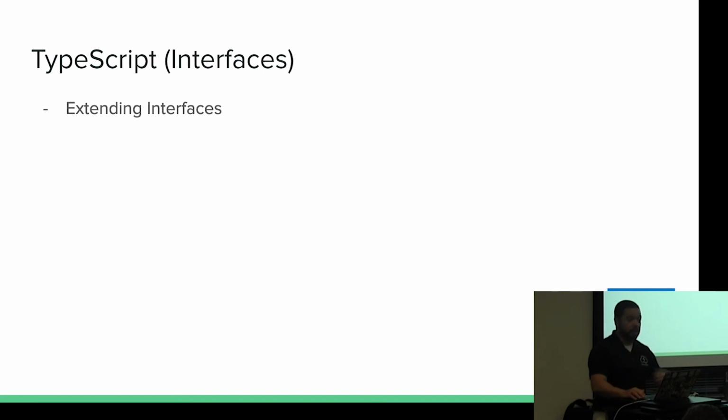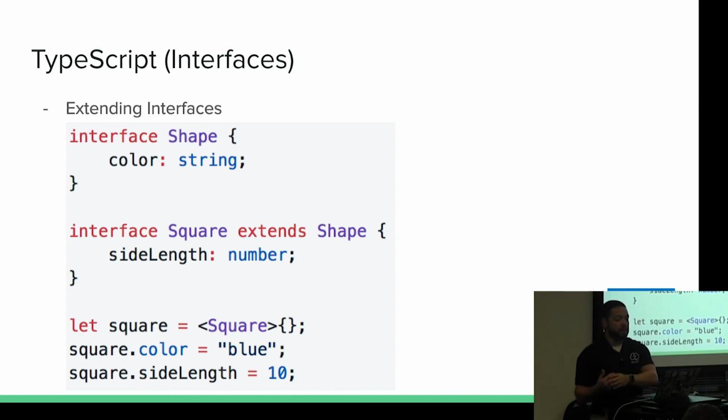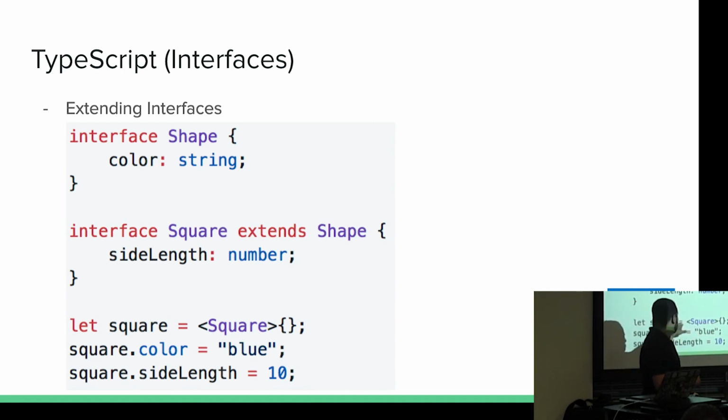Now, what if we have a base interface and we want to be able to extend that interface? It's pretty simple. We have an interface Shape that has a required parameter called color that's a string, and we have an interface Square that extends Shape that has a sideLength property that's a number. So that means that anything that is a Square has both the properties color and sideLength. So here we're doing something that is another way of saying colon Square.